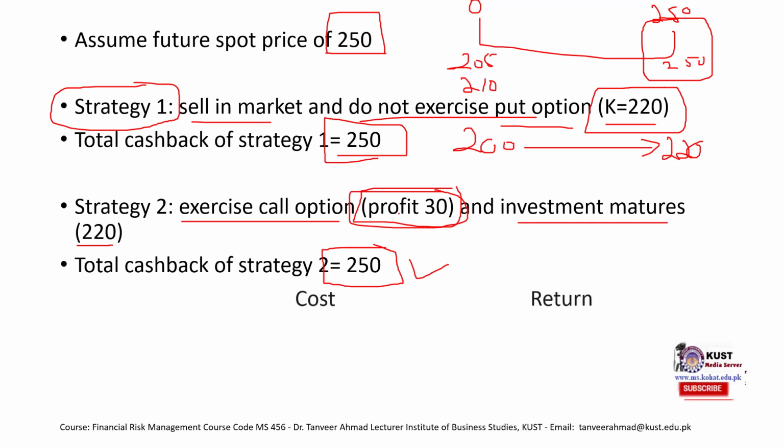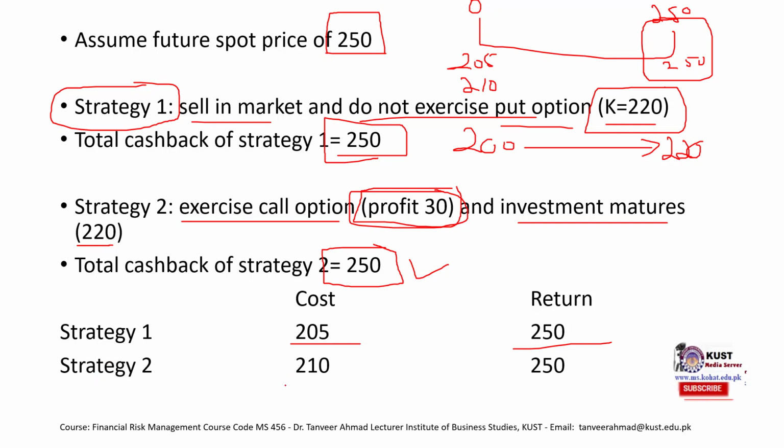Now let's compare the cost and the return of these two strategies. In strategy 1, the cost is 205 and the return is 250. In strategy 2, the cost is 210 but the return is 250. Now you would see that in both the strategies the return is similar, but the cost is different. So any rational investor would want to go for the cheaper strategy. Why? Because it costs less and gives us the same return.